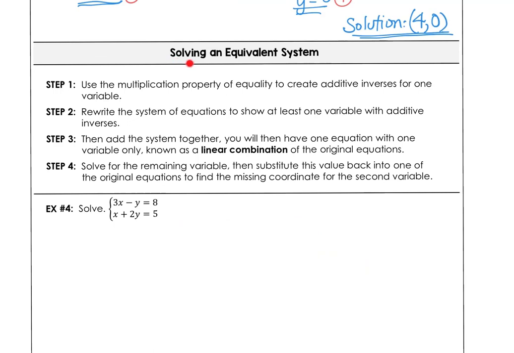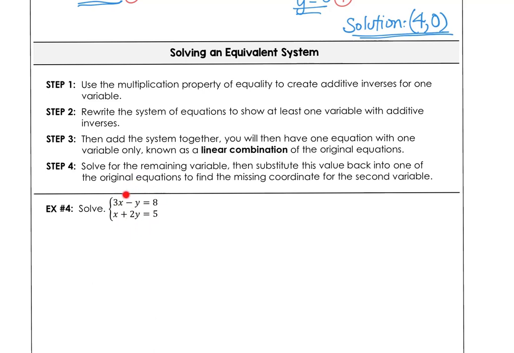This next approach, solving an equivalent system, I like to call linear combinations. And what we're going to do is use multiplication to create an additive inverse for one of the variables. And then we'll rewrite the system to show that at least one of the variables has additive inverses and add the system together just like we did in example 3. So let's get started with example 4 here.